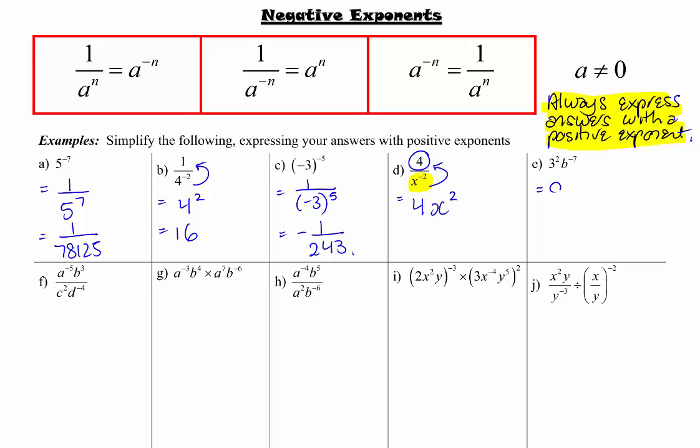Next, I have 3 squared is 9. B to the negative 7, I need to move it to the denominator to make it positive.